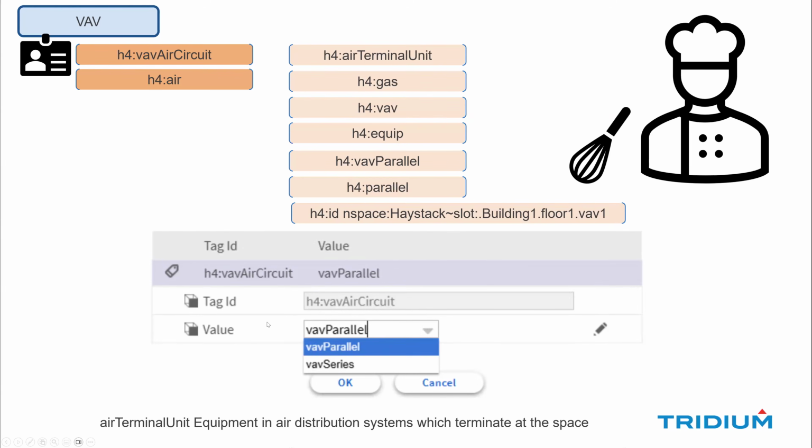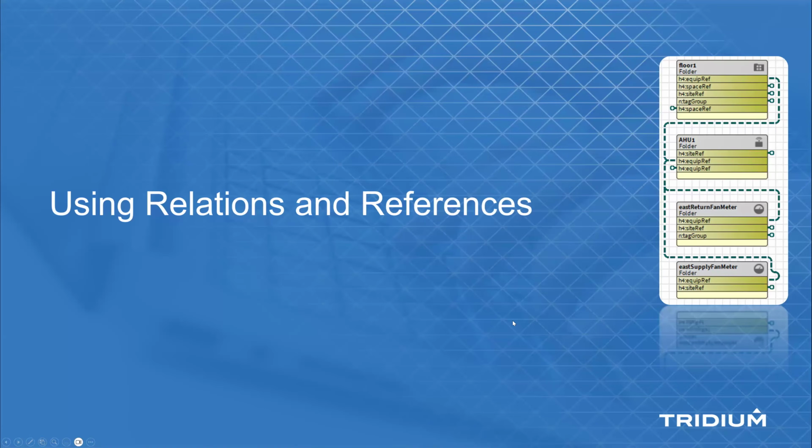Okay, and here's an example of choosing parallel or series from the air circuit tag. All right, that's tags. There have been relations in Niagara, and thus why this Tridium talk, right, is that how do we refer to these relationships and how do tags affect those relationships?